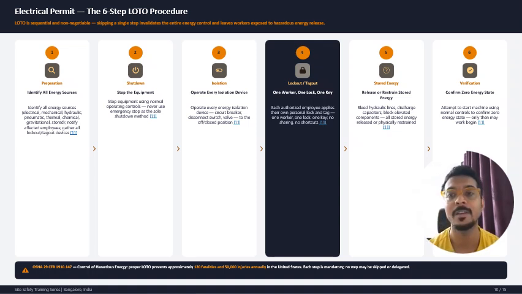So a communication gap can happen, but if it is followed like this, it is not possible. Step four: release the stored energy, such as built-up pressure in hydraulic lines, and discharge the capacitors. Whatever stored energy is there, we should discharge it. Step five: confirm the zero energy state. Before we begin, once it is zero energy, we can go over there and work. So that is the good procedure. If you follow points one to six, that will be great. We can solve it that way.